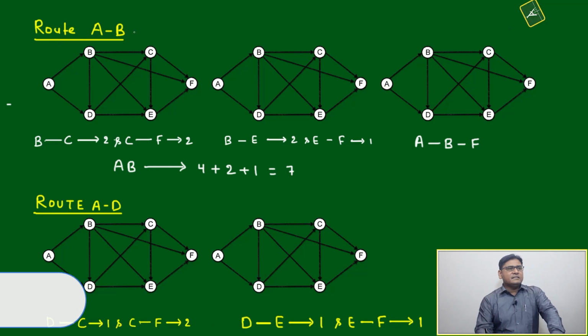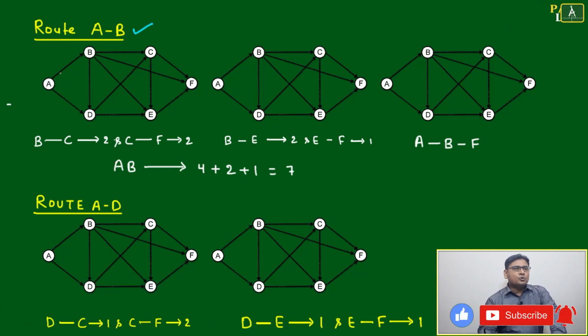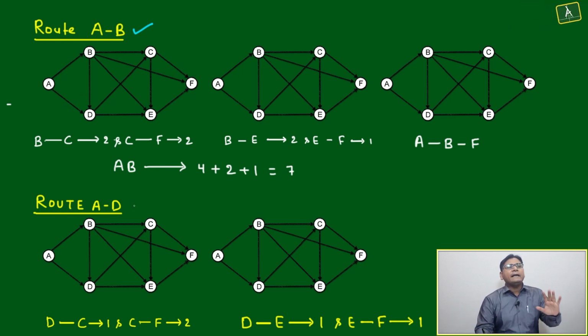I made this: if we are choosing the route, first we choose from A. From A we have two options. Either we can take A to B or we can take A to D. I divided these two options separately. If we first choose the first option, A to B, then after reaching B, what are the options available to finally reach F?